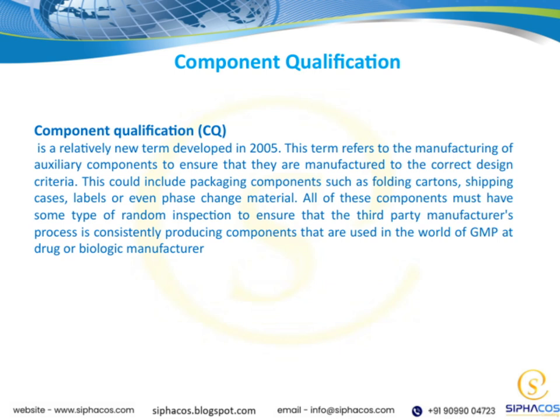The key point here is that all of these components need to undergo some form of random inspection. This is crucial because it helps verify that the third-party manufacturer's process is consistently producing components that meet the strict standards required in the world of GMP, especially when it comes to drug or biologic manufacturing. So, in essence, CQ is about ensuring quality and consistency in all the auxiliary parts that play a vital role in the overall manufacturing process.